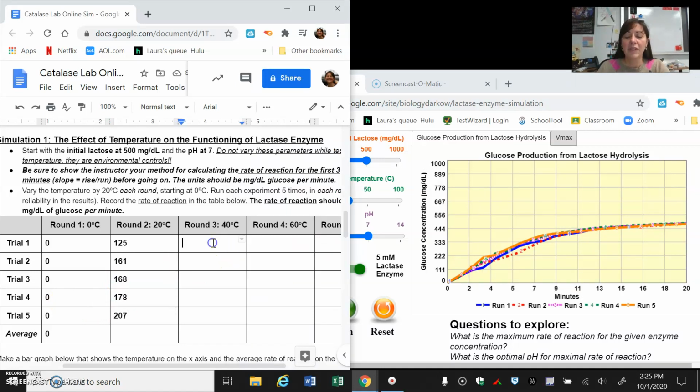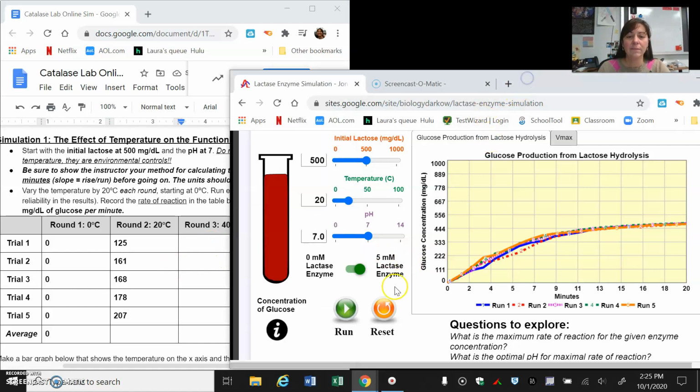Okay, and we're going to do the same thing. So now we come back over here. We're going to hit reset. We're going to set it now to 40 degrees, because I'm going up by 20-degree increments, and that's what it shows over there. And then do the same thing again. Run 1, 2, 3, 4, 5.